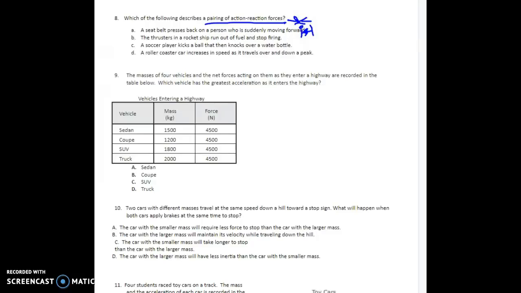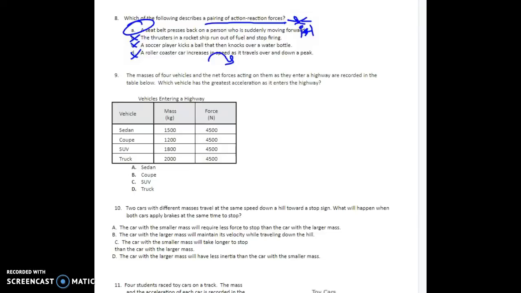Thrusters in a rocket ship run out of fuel and stop firing. Okay, running out of fuel is not two forces acting opposite with equal amounts of force. A soccer player kicks a ball, then knocks over a water bottle. Again, those two forces are not acting in opposition to each other. They're probably going in the same direction, or who knows which way. A roller coaster car increases its speed as it travels down a peak. There is no opposing force, so a pair has to have two forces, and they have to be opposing each other or going in opposite directions.